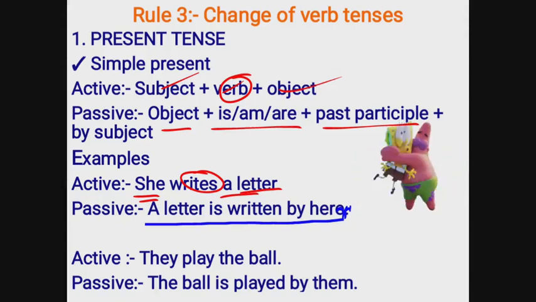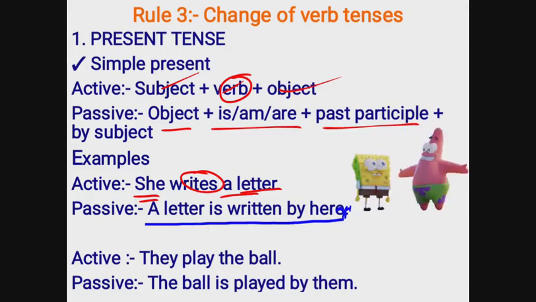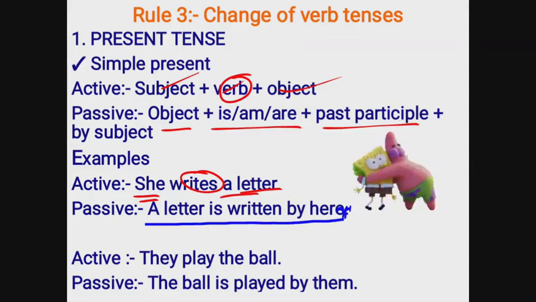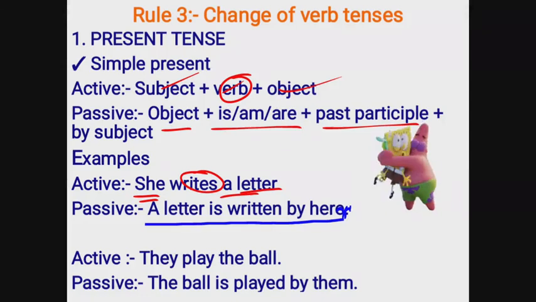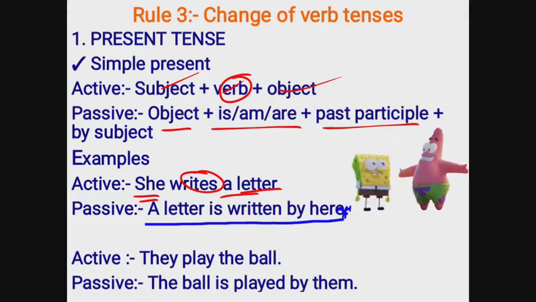They play the ball. How can we change this to passive voice? To change to passive voice, take note, they is the subject right here. The ball is the object. So you would use your X rule. The ball becomes the subject.